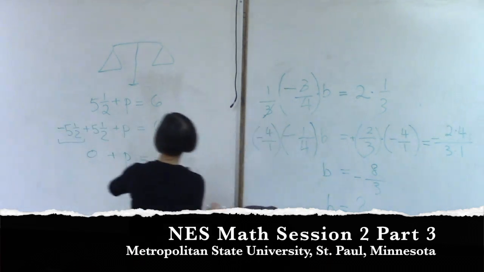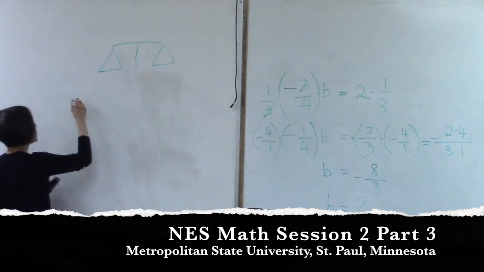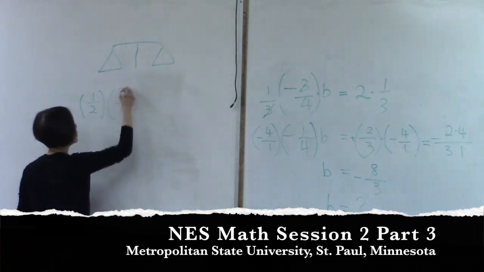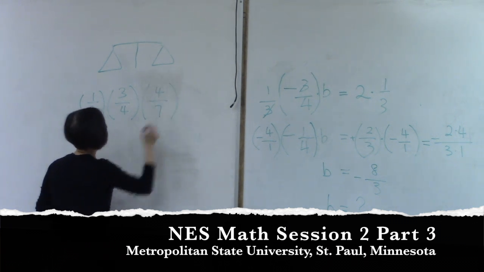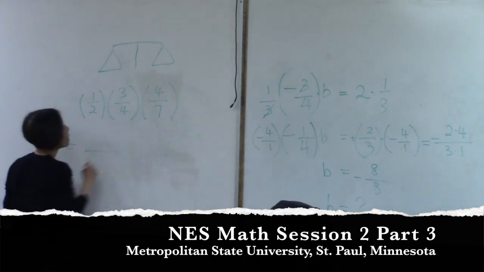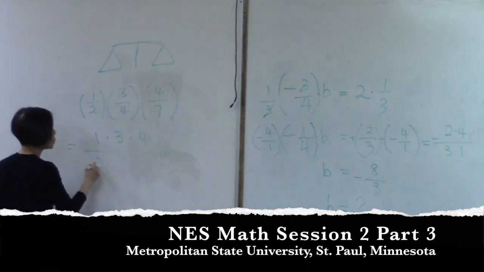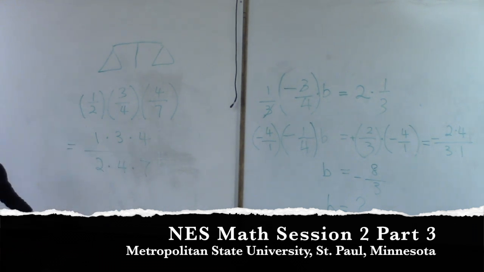So let me do something here. The puzzle looks like when I have half times 3/4 times, say, 4/7, okay? You literally can multiply the top and the bottom. So it's 1 times 3 times 4 over 2 times 4 times 7. But again, math sometimes wants to make it easy. What else can I do before I multiply everything? I don't like big numbers, so I like small numbers.